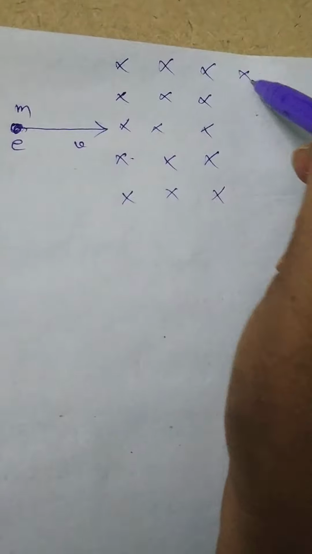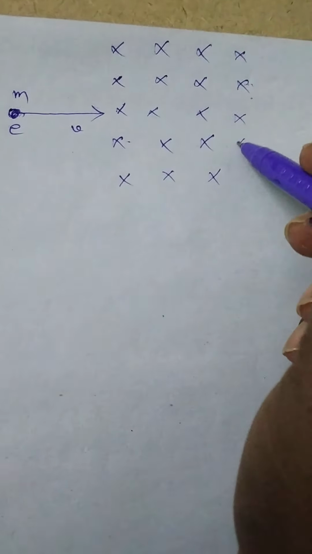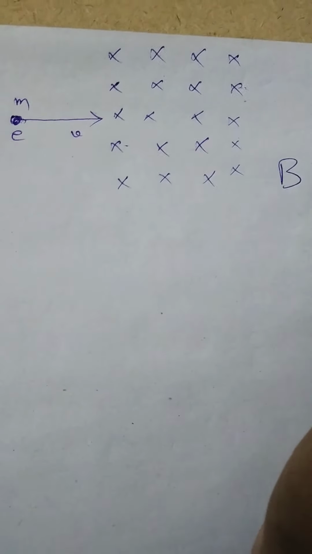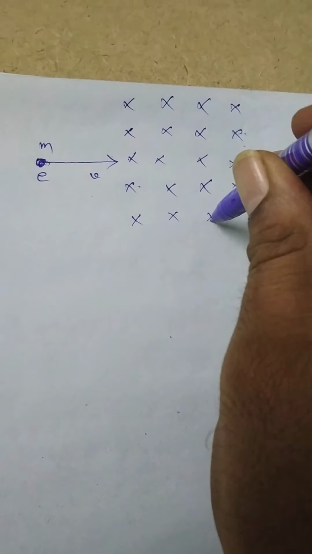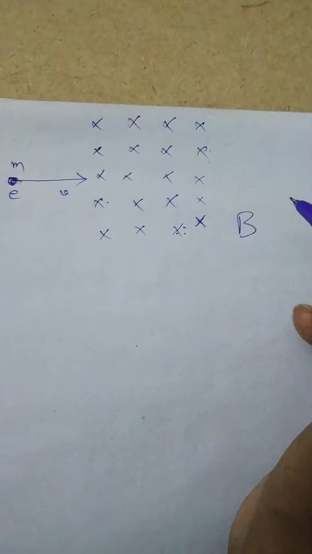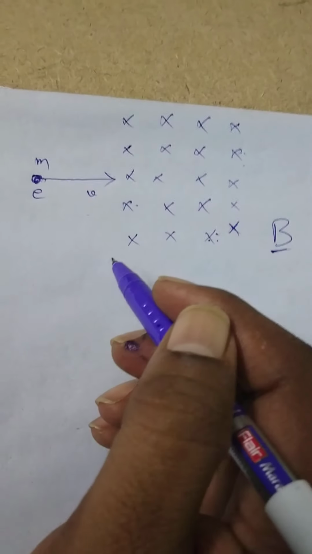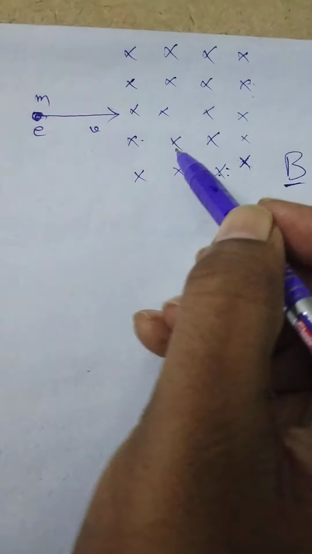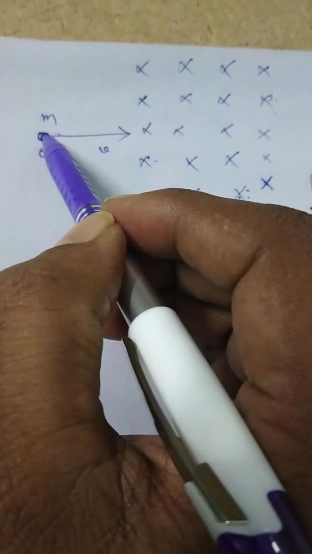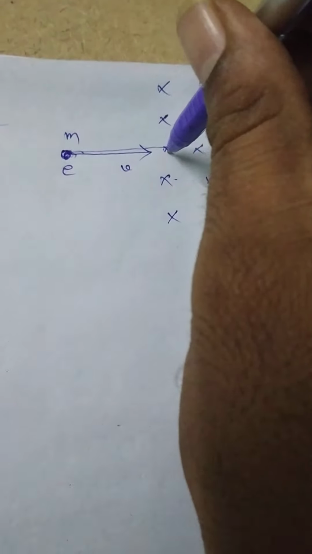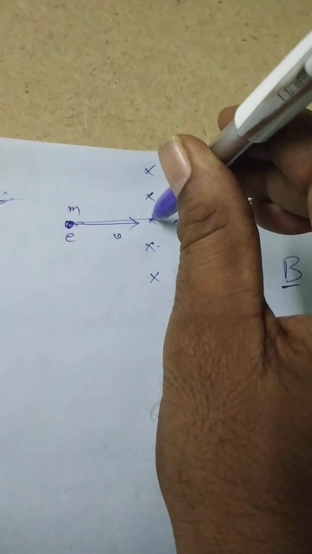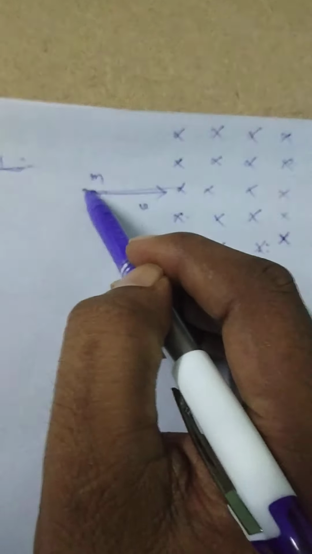stars. Generally, magnetic induction field is represented by B. Star means the field is directed into the paper, because B is a magnetic induction field, a vector quantity. Let the electron enter into the field normally. Right? Field is lying perpendicular to the plane of the paper. Electron is moving like this.